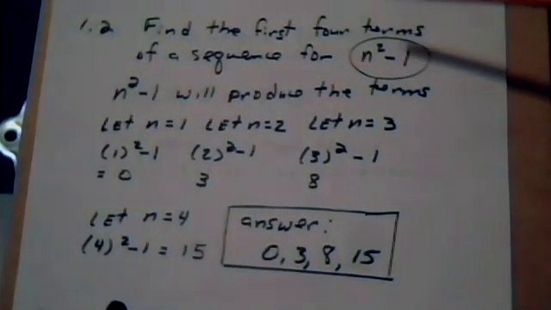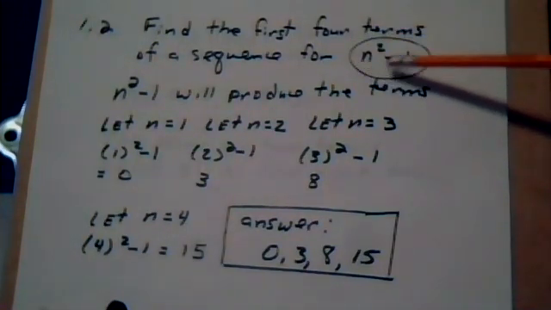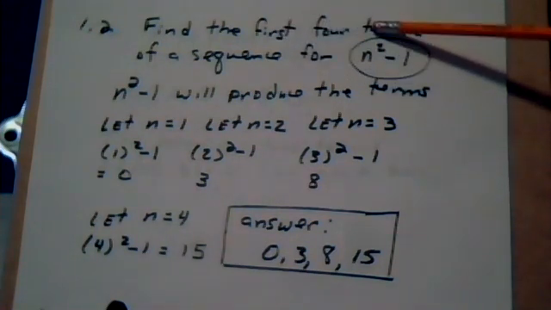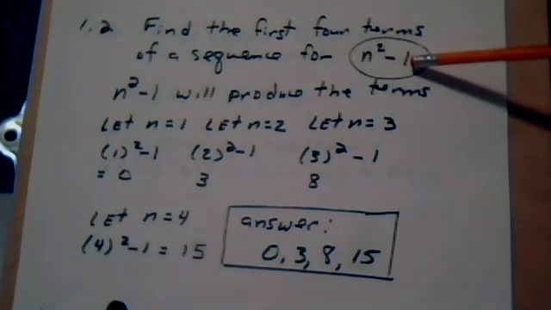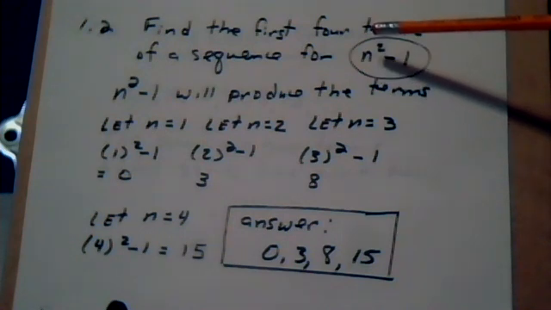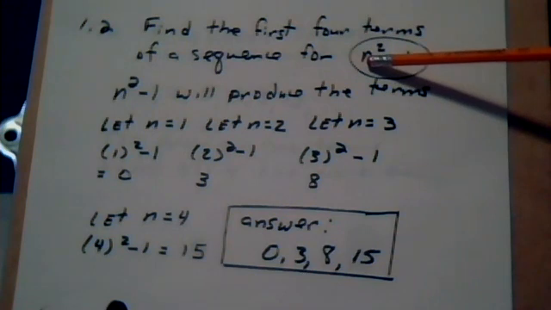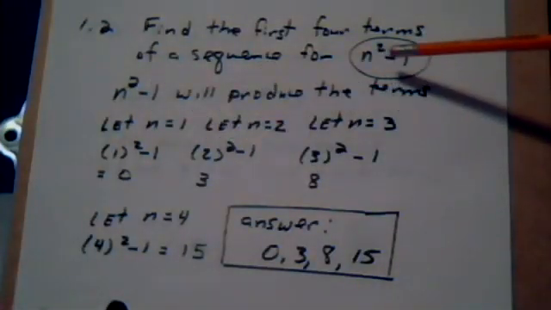So these are sequences, and this time they're giving us an expression that is supposed to produce a sequence. So find the first four terms of a sequence. N squared minus 1. The n is the one that's going to be replaced with a number, like 1, 2, 3, the counting numbers. So n squared minus 1 will produce the terms.